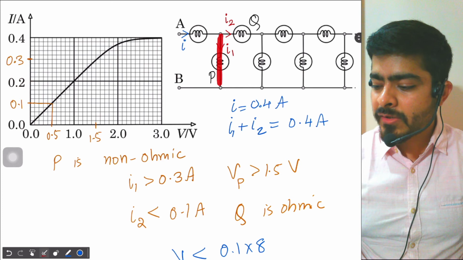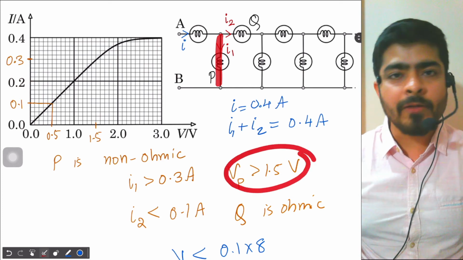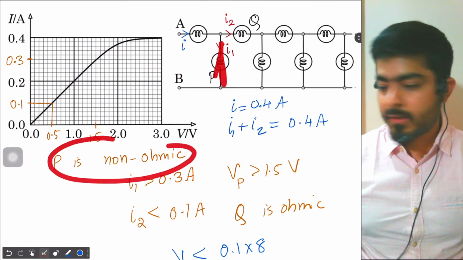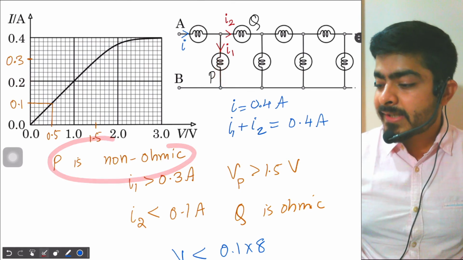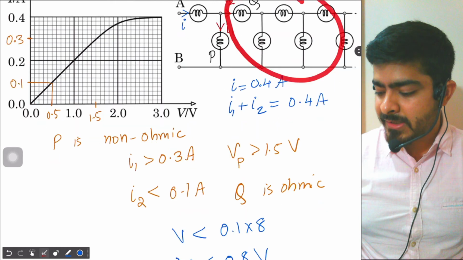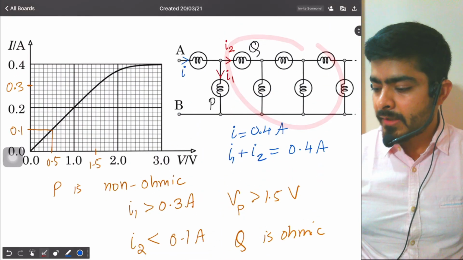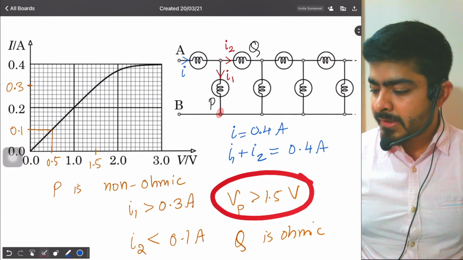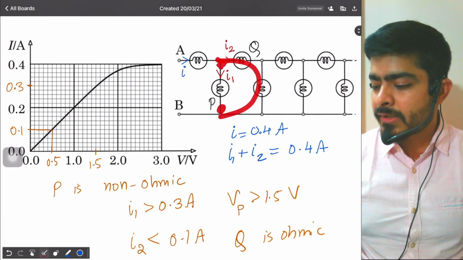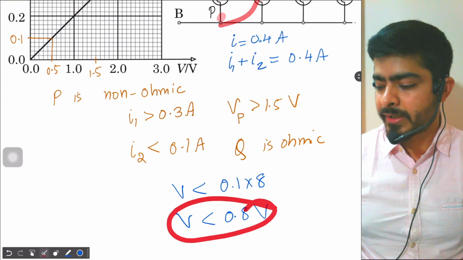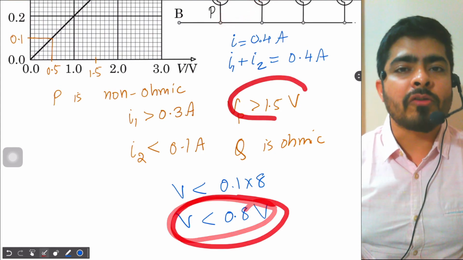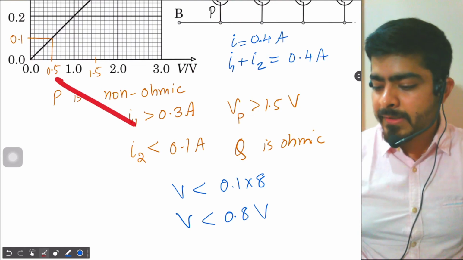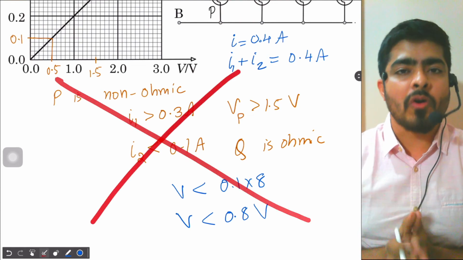Now total voltage across this branch should be more than 1.5 volt according to P being non-ohmic, but at the same time we are getting the total voltage across this ladder to be less than 0.8. That is, across these two terminals you are getting more than 1.5 volt, but at the same time across these two terminals through this branch you are getting less than 0.8. So this is a contradiction. You can't have voltage more than 1.5 and less than 0.8 at the same time. That means this assumption is also wrong.